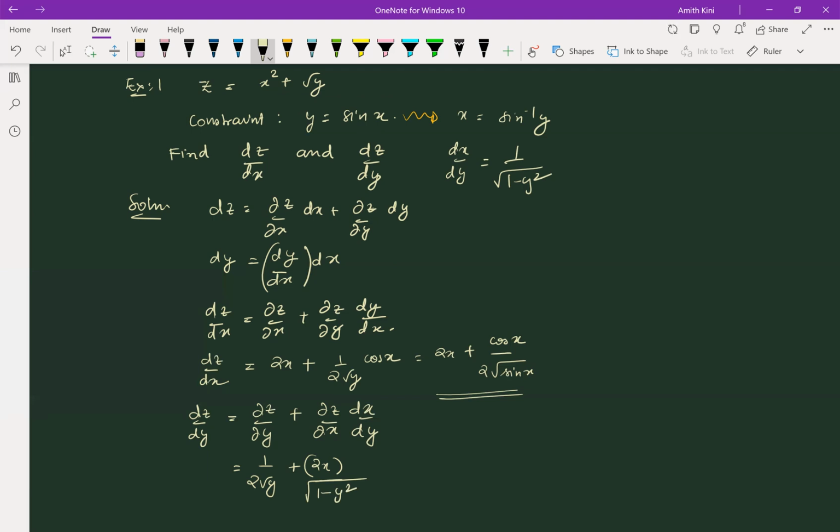Now let's finally write everything in terms of y. So you get 1 by 2 root y plus x, which is sine inverse y, divided by root of 1 minus y square. Is this correct? Others got the same thing? Panchami? Yeah, okay. Cool.